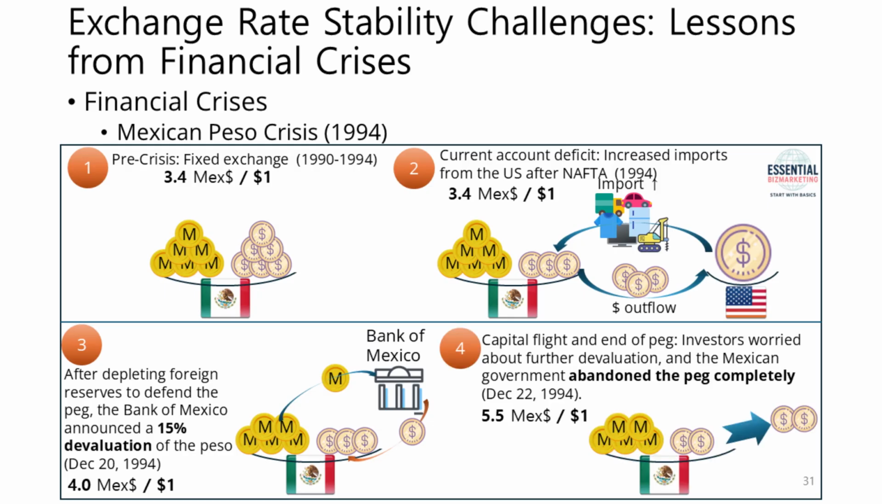The devaluation triggered panic in financial markets. Worried about further losses, investors rushed to pull out funds, forcing Mexico to abandon the peg entirely on December 22nd. The peso rapidly collapsed to 5.5 per US dollar.